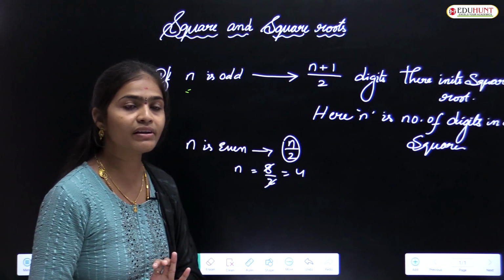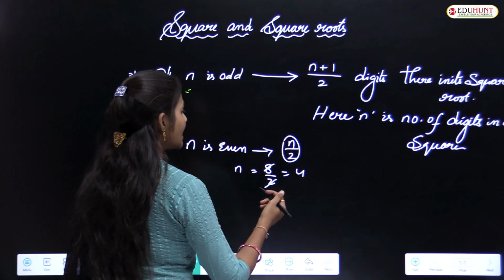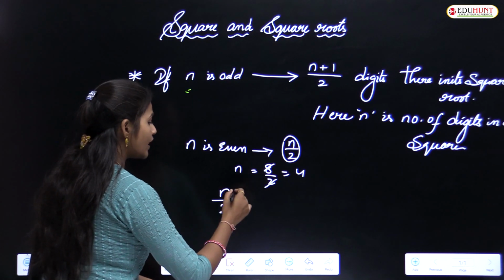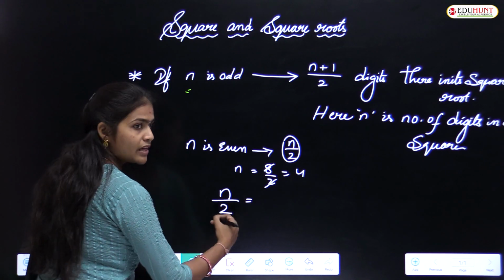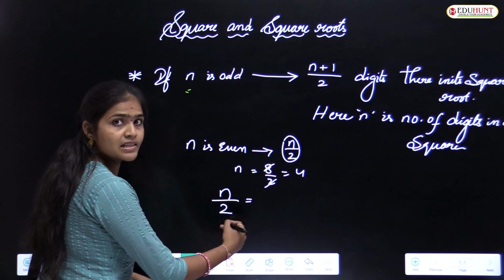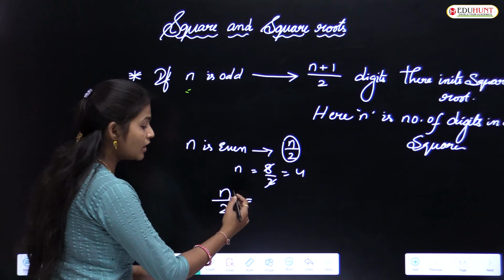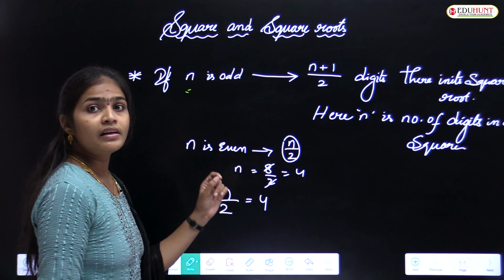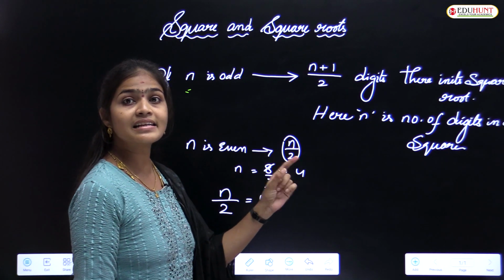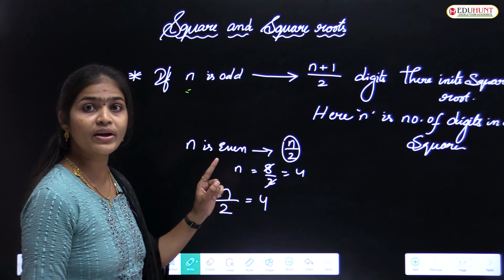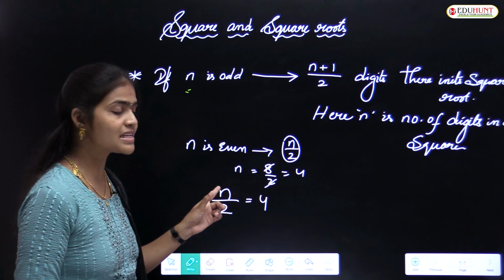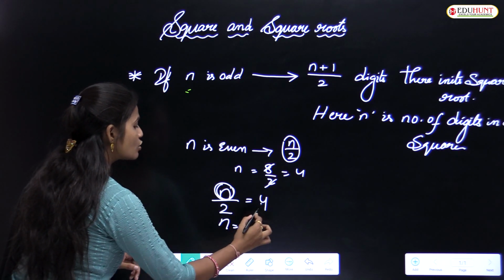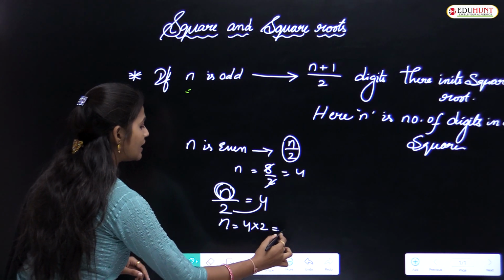Then its square is having how many digits? Here my question is the number of digits in a square root. Actually this is a square root formula only, no? Number of digits to find in that square root. So here the number of digits in the square root is 4. Now I am asking the converse: the number of digits in the square of a number. So here we need to find that n value. So n is equal to 4 into 2, which is equal to 8.